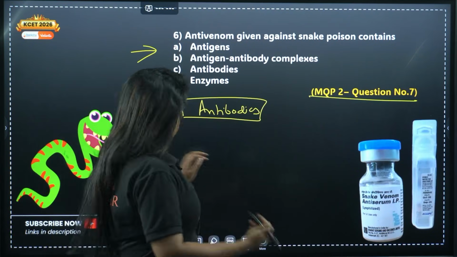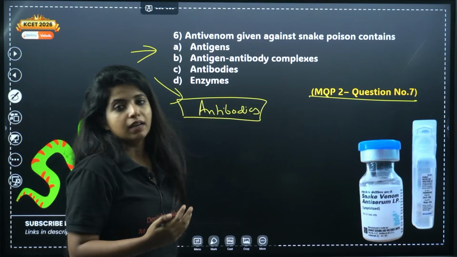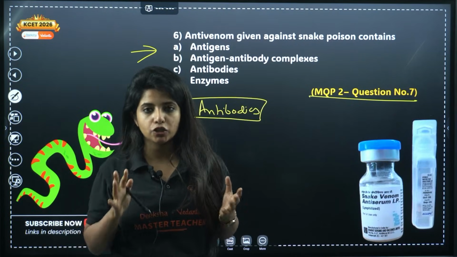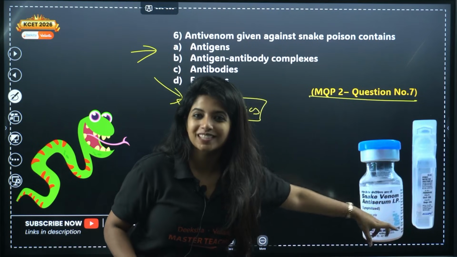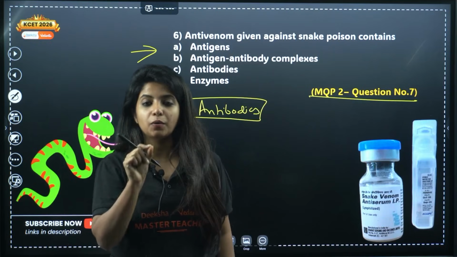Yes, so we cannot rely on our body, which is exactly why antibodies are given. Because the production of antibodies might take a huge lot of time, my dear children. And over here, snake venom antiserum is given. This is the medicine that is being put into the patient. It contains just the antibodies against the venom.